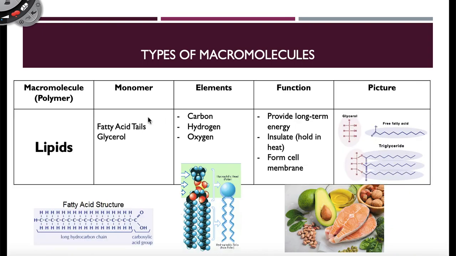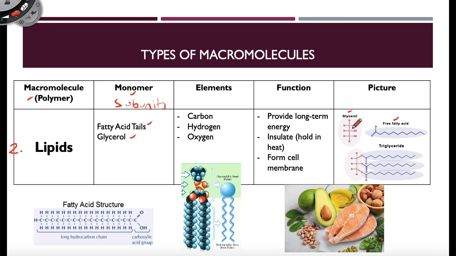Okay, moving on. So the second type of macromolecule that we're going to look at are the lipids. So lipids are also polymers. So a lipid, or a chain of monomer, is usually a big molecule, right? So the monomers, or the individual subunits that make up lipids, are fatty acid tails and a glycerol head. If you look in the picture here, this is what a free fatty acid tail looks like, and this is what a glycerol head looks like.